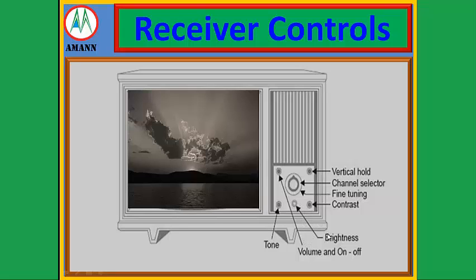Then the brightness control, the contrast control, fine tuning control, the channel selector, and the vertical hold control. So those are the different controls in a monochrome television receiver.